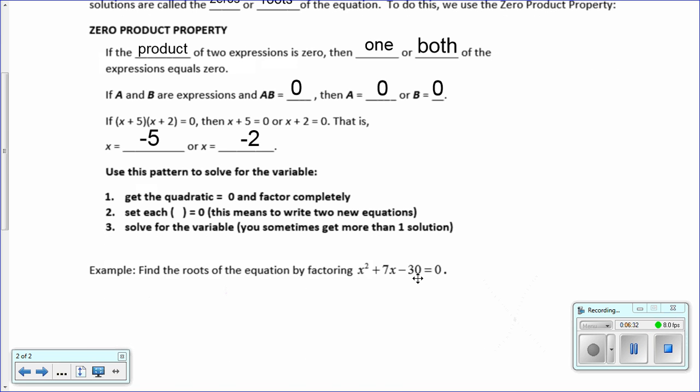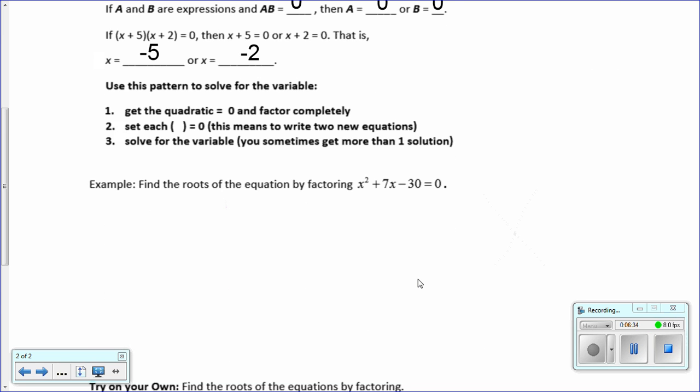Okay? So example here. We're going to go ahead and start. So it says find the roots, aka the zeros, aka the solutions, aka the x-intercepts. So that's good that we set it equal to 0, because that's what an x-intercept has, y equal to 0.